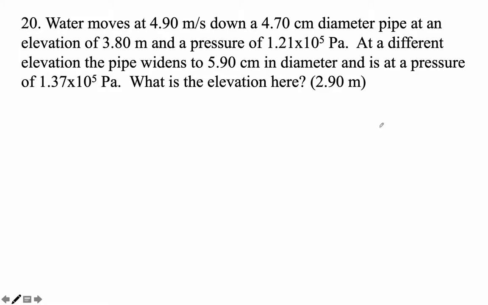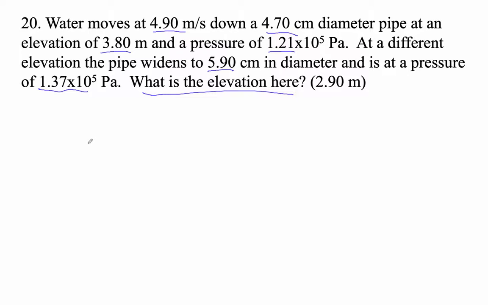Alrighty, let's take a look at this guy here. Water moves 4.9 meters per second down a 4.7 diameter pipe at an elevation of 3.8 and a pressure of 1.21. At a different elevation, the pipe widens. It's going to slow down, right? It's at a pressure of that. What is the elevation? So I'm solving for H2. Okay, what is the elevation here?